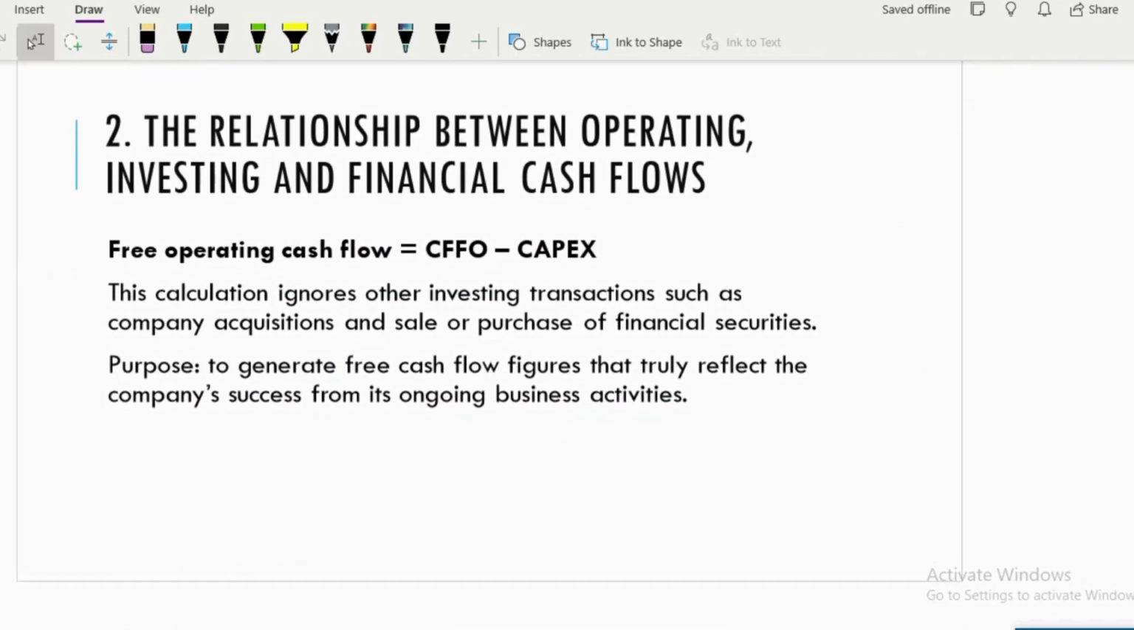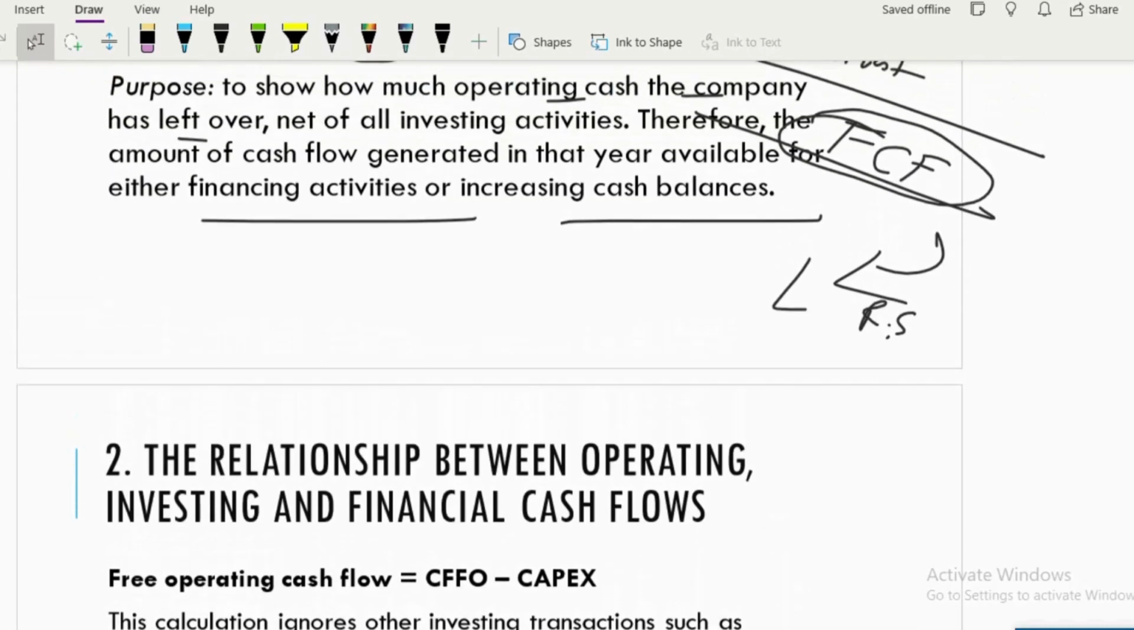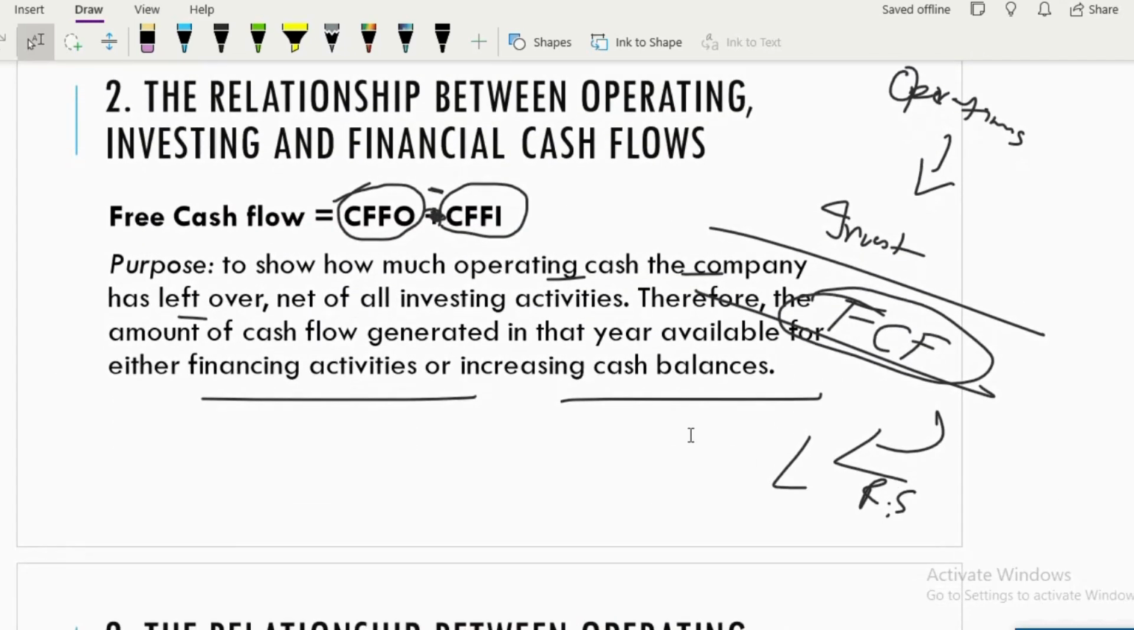Finally, free operating cash flow. When I talked about the free cash flow, I focused on total investing activities. I did not limit it to operating assets. I said all investing activities. It could include investment in property, plant and equipment, it could include investment in investments, it could include investment in intangibles, right? But what is free operating cash flow?